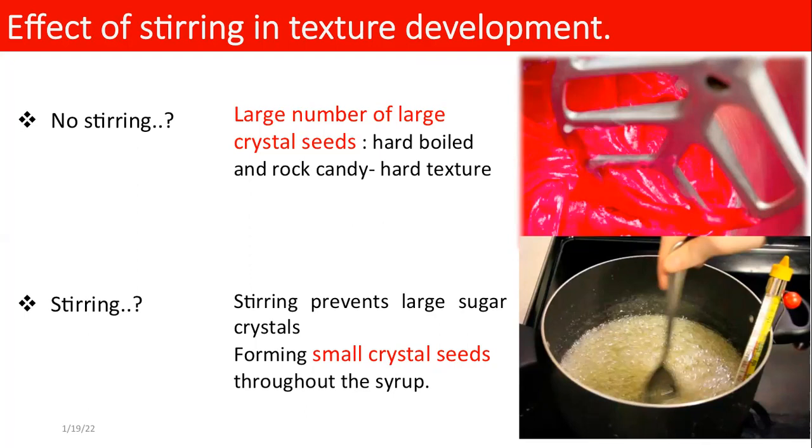Likewise, in the sugar confectionaries industry, when we start stirring, it prevents large sugar crystals but forms small crystal seeds. With stirring, small crystal seeds form. When we stop stirring, a large number of large crystals form. So can you comment on the transparency of these two products, stirred or non-stirred? Stirred means small crystals; non-stirred means large crystals. Therefore, transparency is also totally different, right?